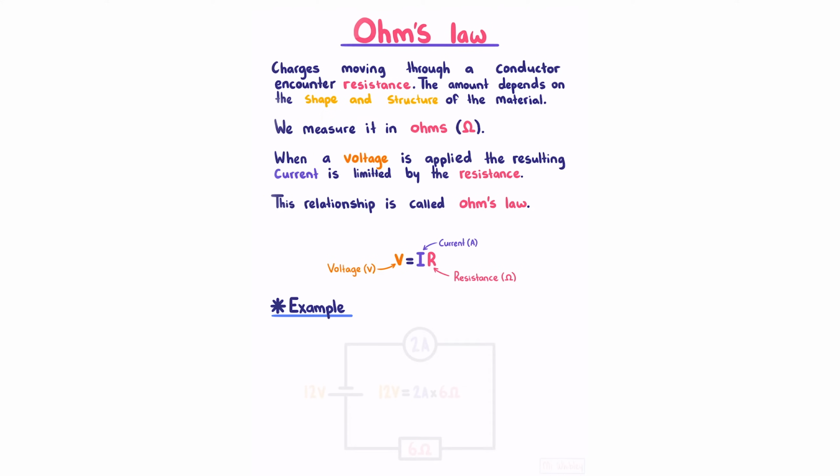In an example, if we have a 12 volt source and a 6 ohm resistor, our voltage of 12 and our resistance of 6 must result in a current of 2.